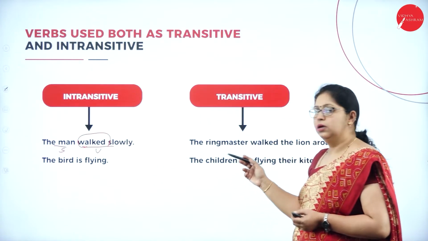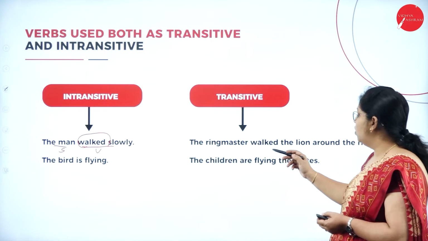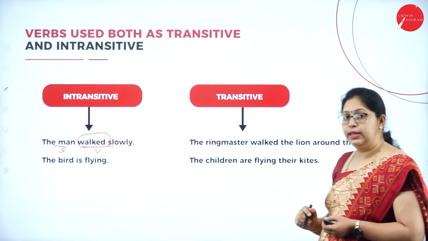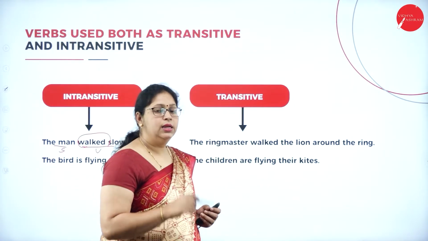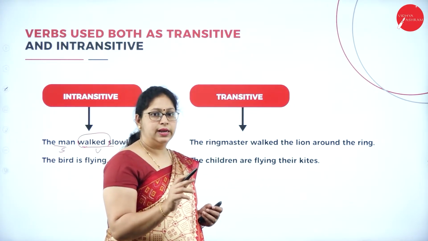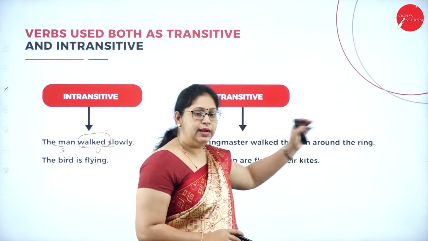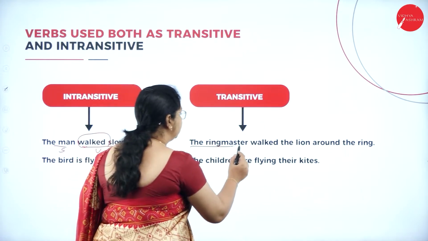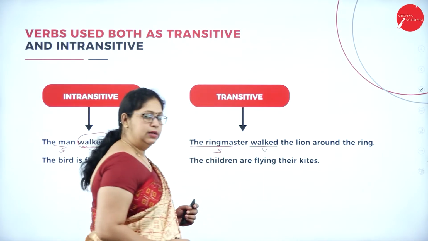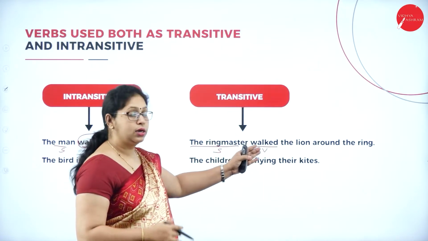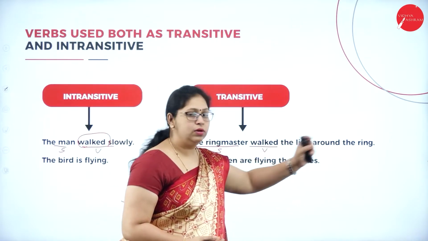Let us see this sentence. The ringmaster walked the lion around the ring. Here also the verb walked is there. Is there a receiver? Let us see. The ringmaster is the subject. Walked is the verb. Right? The ringmaster walked the lion around the ring.